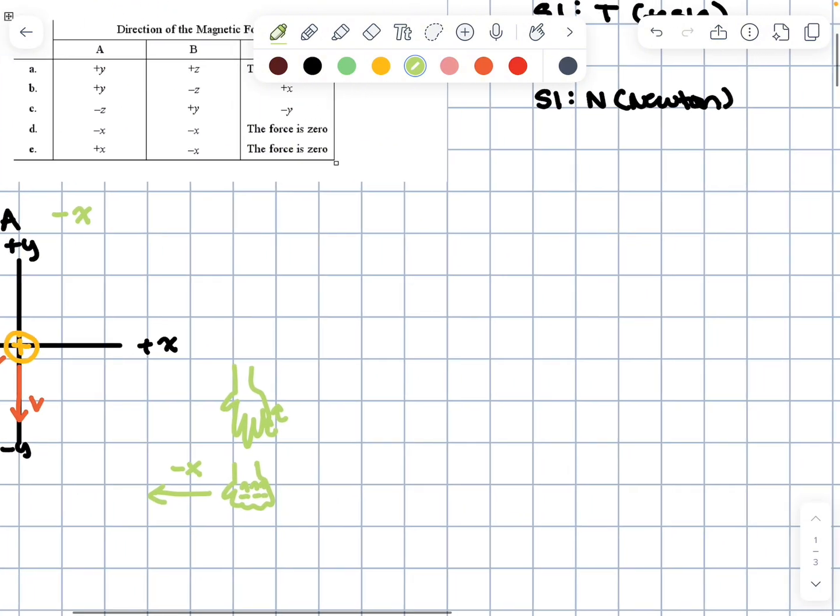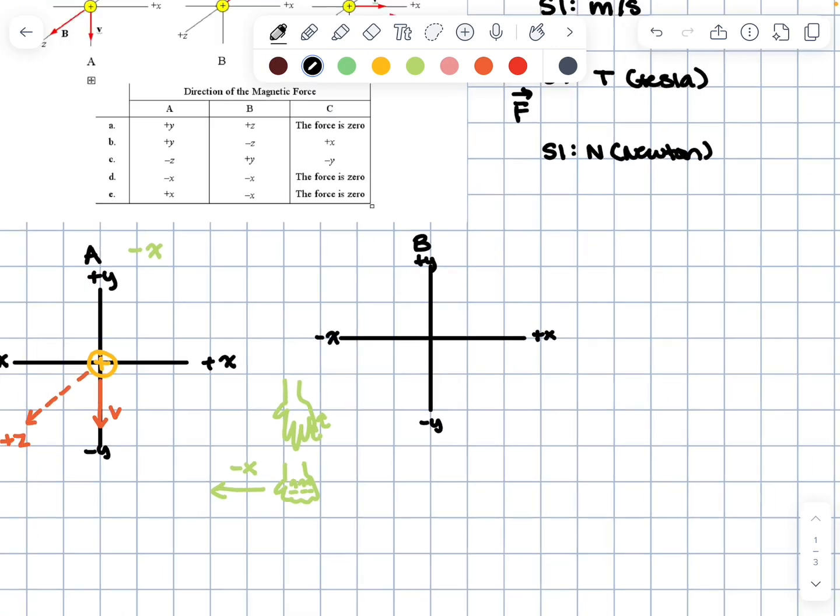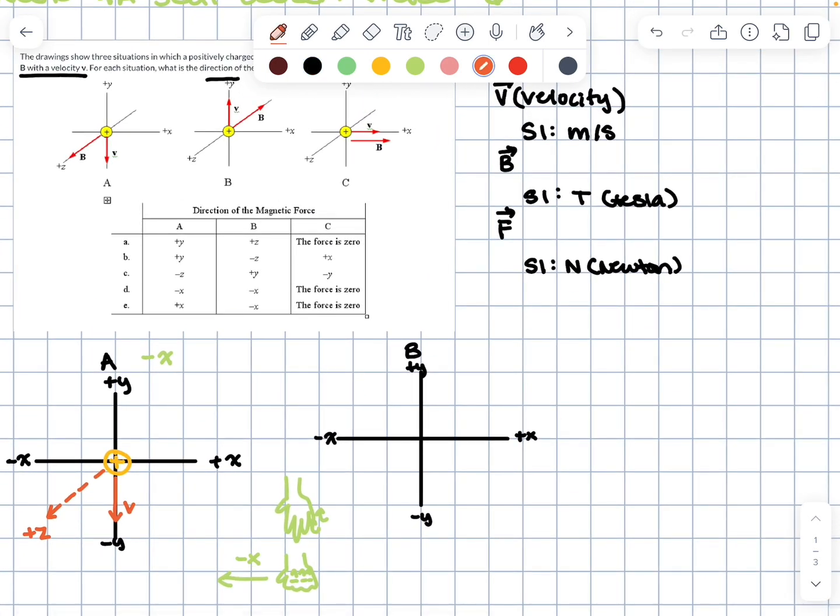Now let's go to B. We have the same thing. We're drawing our axes. Okay? And then here it's slightly different because our velocity is going upwards. We have our B field going out this way.